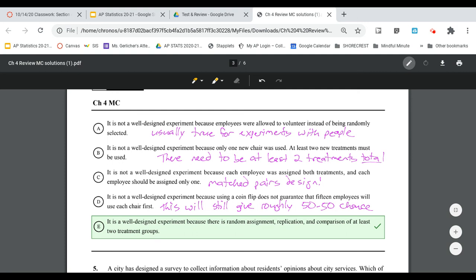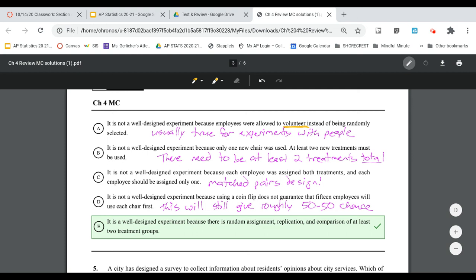So for A, volunteering doesn't necessarily make it a bad experiment. The reality is whenever you do experiments with people, it's nearly always volunteers because you can't really force people to do anything. It's unethical to force them to do things. So volunteering is just having volunteers to work with is part of doing experiments with people. It does not make it a bad experiment.